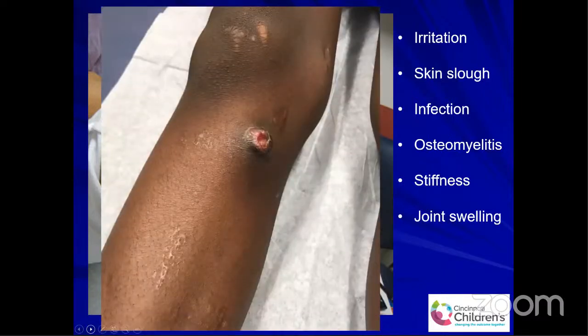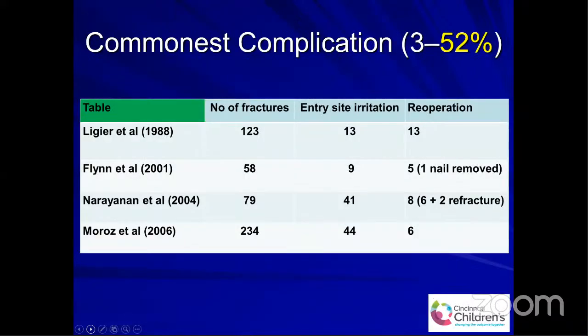You can see here, this was done at some other place, and the patient then saw me in the clinic with this. We ended up removing the nail, but you can get skin slough infection. And if it's going into the joint, then of course, joint swelling. And this is one of the commonest complications, up to 50% reported reoperation for just nail site irritation.